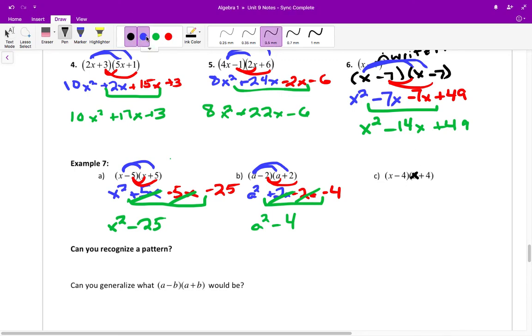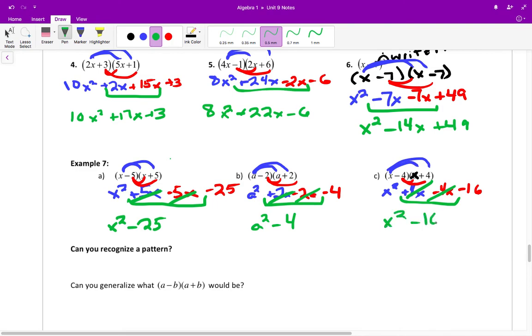Okay, so now, distributing here. X multiplied by x is x squared. X multiplied by 4 is a 4x. And then go through and do your second round of distributing. So negative 4 multiplied by x is a minus 4x. Negative 4 multiplied by 4 is a minus 16. And then look to the middle two terms. It looks like, once again, 4x minus 4x is 0. You get x squared, and you get minus 16.